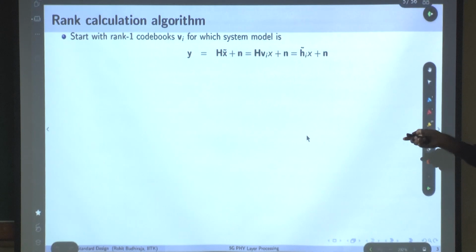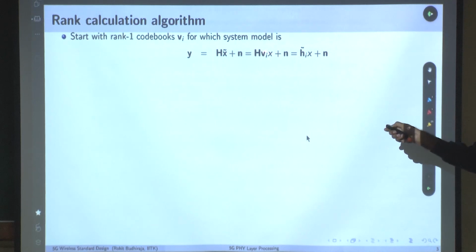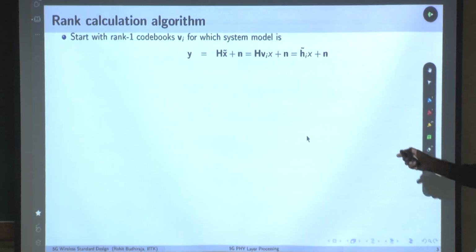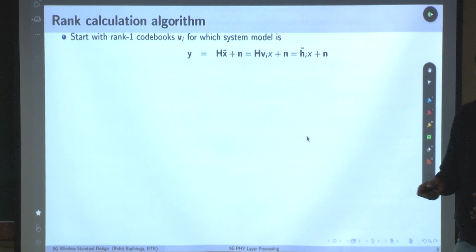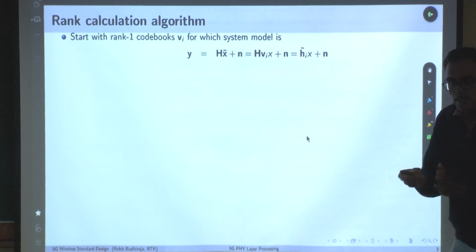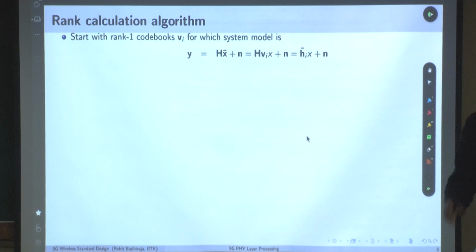After this, it assumes the system is like this, whatever we discussed earlier. The precoded signal in this case will be one of those precoders times X. If you multiply H with Vi, what are you going to get? H is a 2x2 channel, the precoder is 2x1. You will get Hi tilde times X. That's all. So what will the user do after this? It will calculate which precoder entry maximizes the SNR or the rate.